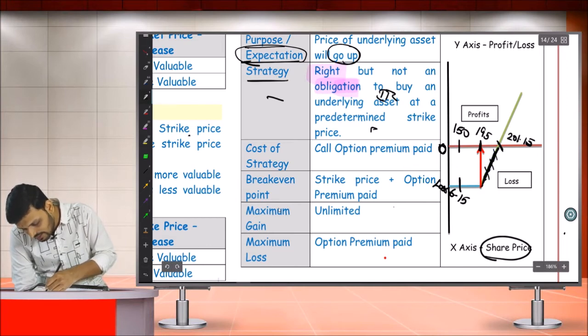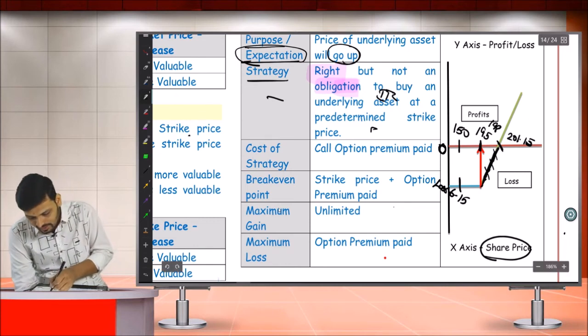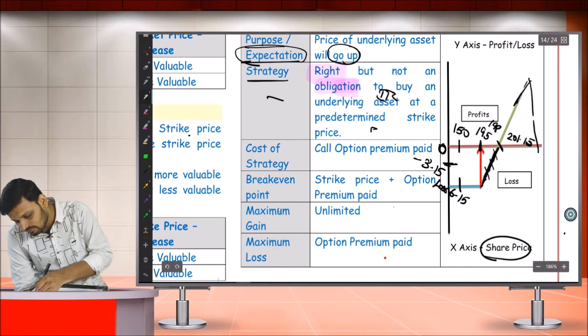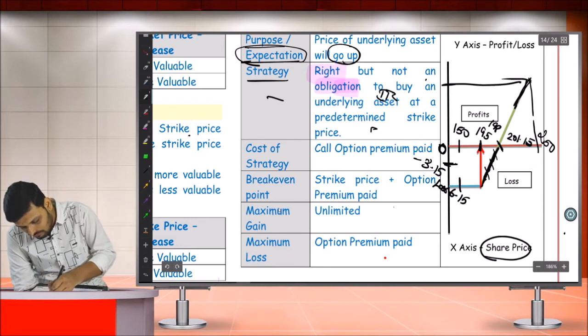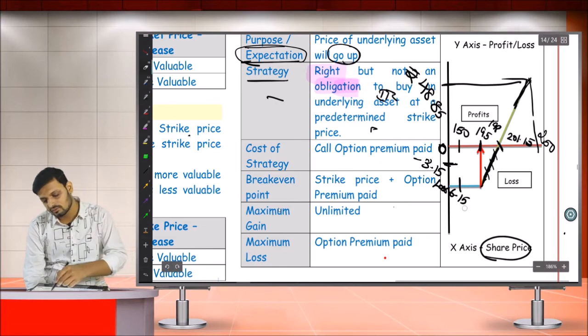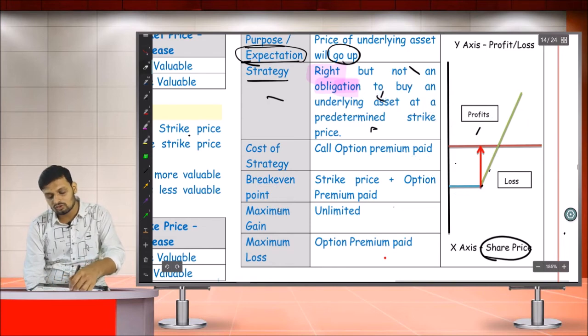At this area my loss will start decreasing. That is say if the price is going to 198, my loss will decrease, it will become only minus 3.15. If the share price goes to 250, I will have now a profit of 48.85 rupees per share. Then I hope you are able to understand this particular concept or this graph. They have asked graph questions also one or two times in the examination. So do go through the graph also. Do not compromise on this.